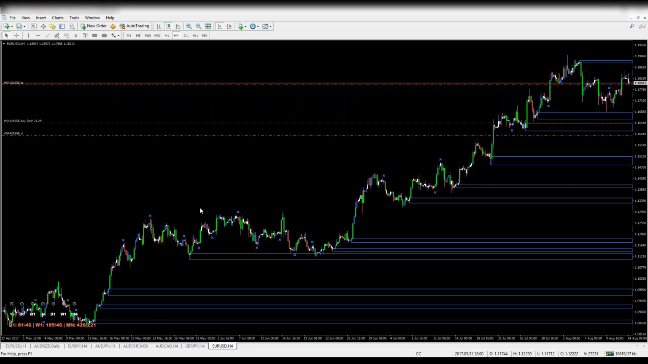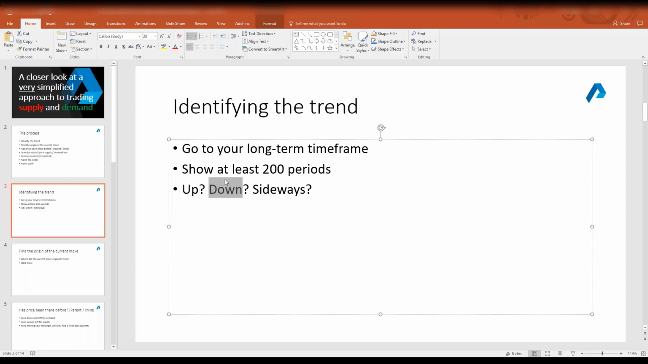So that means that we want to be buying, because if we come in and have a look at this, is price likely to continue higher or turn around and go down? Well, it's likely to continue in the trend that it's currently moving in. So we want to be buying. Okay. So that was easy, super easy, identifying the trend.